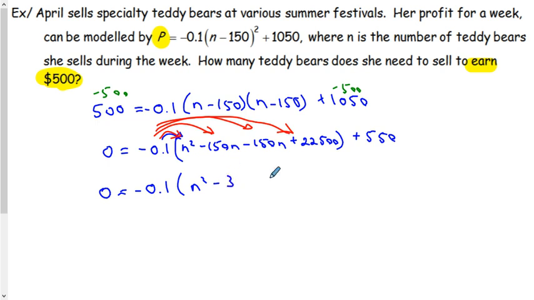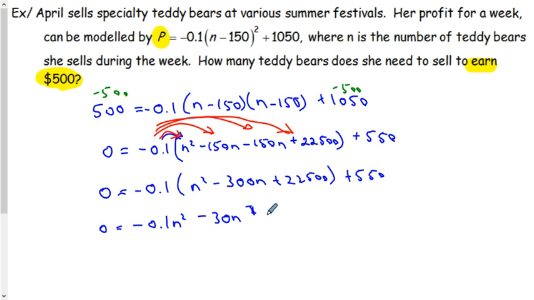So 150n and 150n makes 300n. Okay, now we'll multiply through the brackets. Multiplying something by 0.1 just divides it by 10. So we're going to have minus 30n instead of 300n. And it's a negative term, so minus 2,250. Then we still have that plus 550 out at the end here.